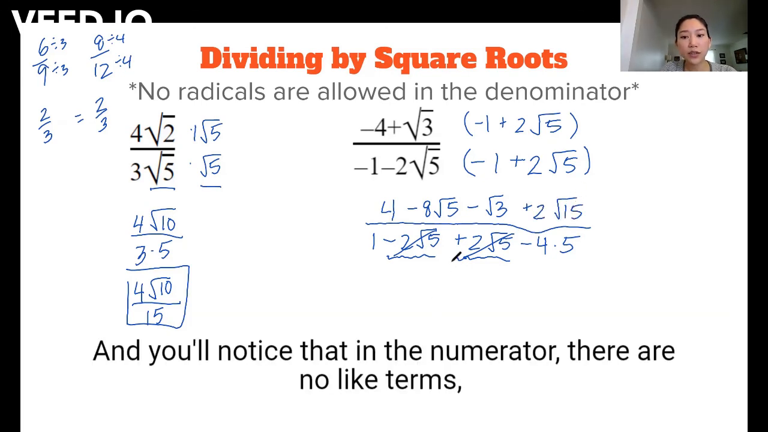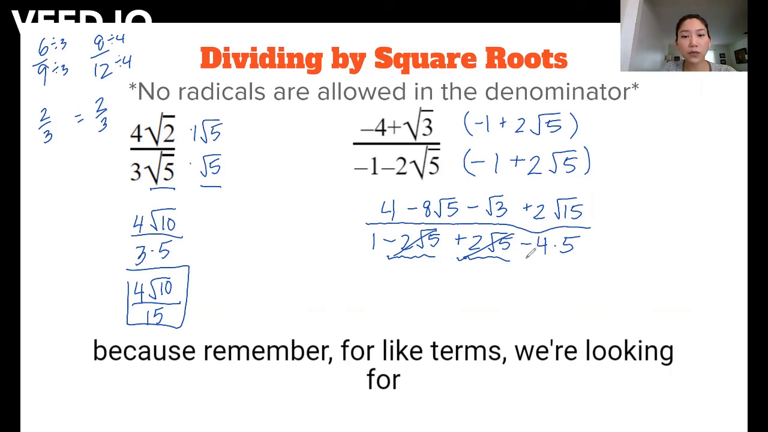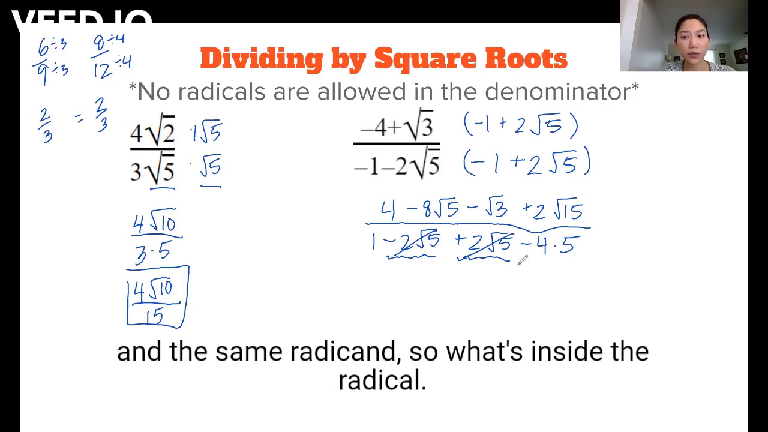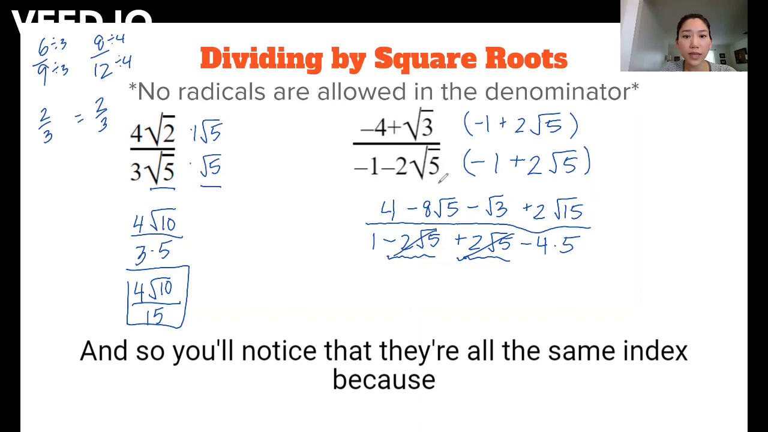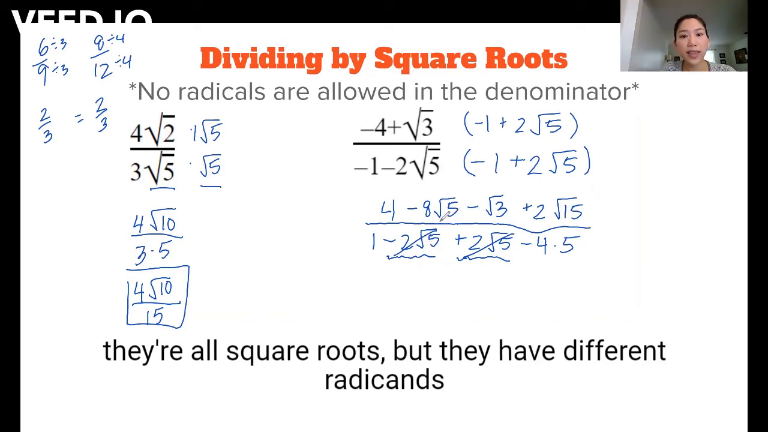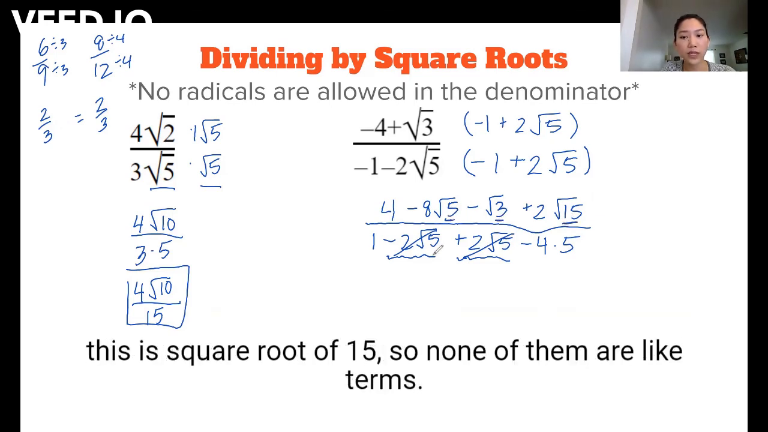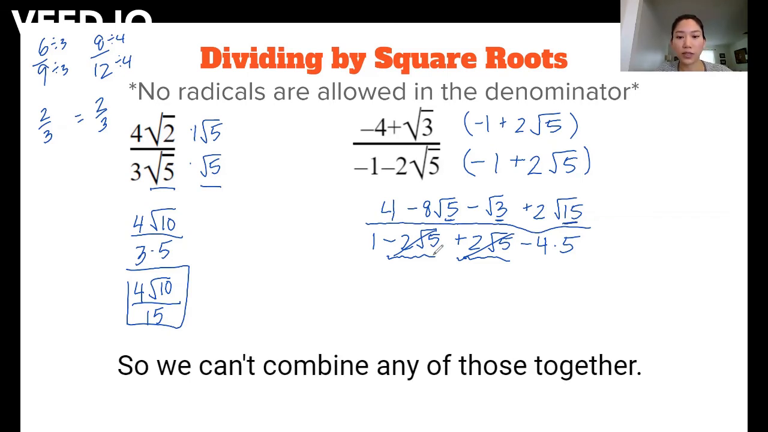And you'll notice that in the numerator, there are no like terms, because remember, for like terms, we're looking for the same index, meaning the type of radical, so square root, cube root, and so on, and the same radicand, so what's inside the radical. You'll notice that they're all the same index because they're all square roots, but they have different radicands because this is square root of 5, this is square root of 3, and this is square root of 15. So none of them are like terms, so we can't combine any of those together.